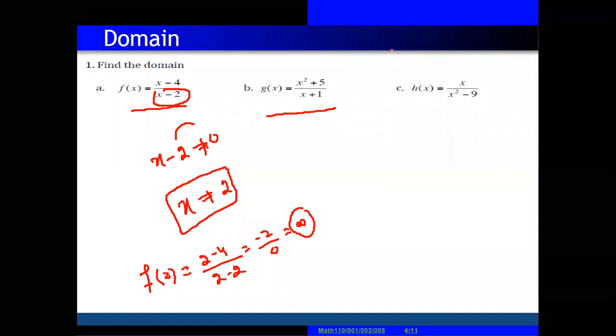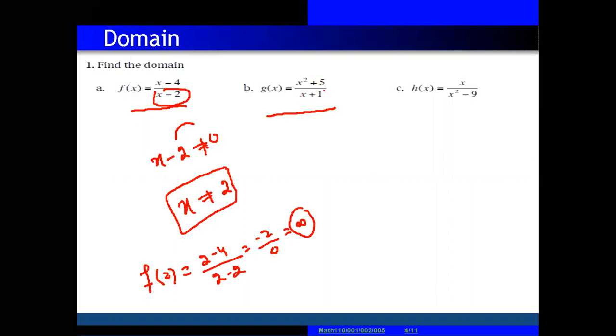Yes, Mr. Sabaun. For B, what will be the domain of the function? If you can simplify, it's okay. If not, then put the denominator not equal to 0. Yes, excellent. Same, this is the simplified form. You cannot simplify. Correct, x square plus 5 divided by x plus 1.